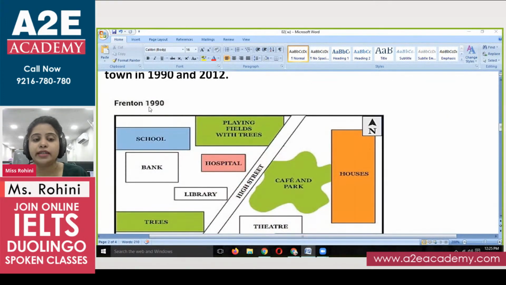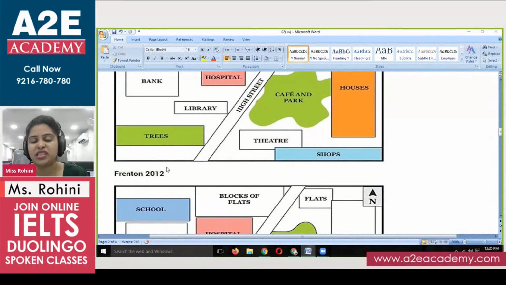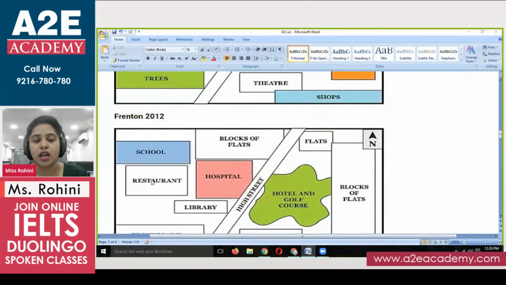In the Frinton town in 1990, it has been noticed that the bank was located at the west side of the map. It's a connector basically: whereas, however, we use these connectors for making a comparison. While in 2012, the restaurant was modernized at this place and replaced the bank. Okay.